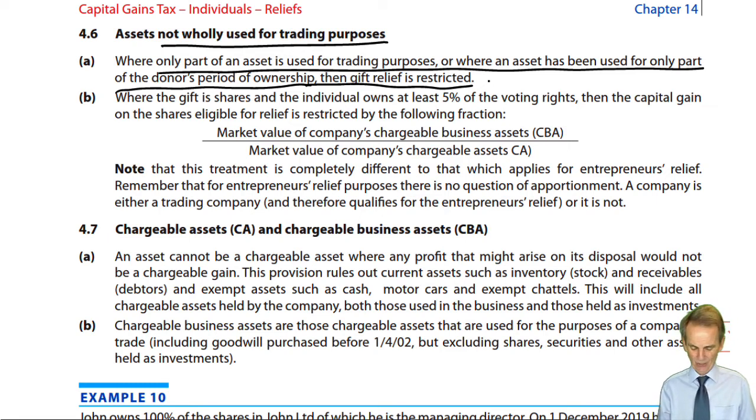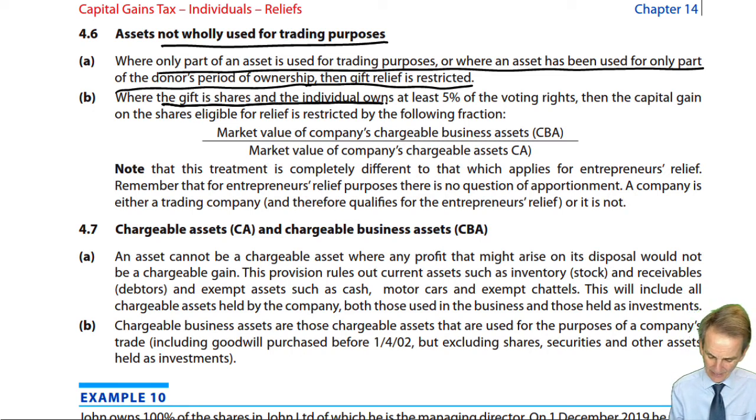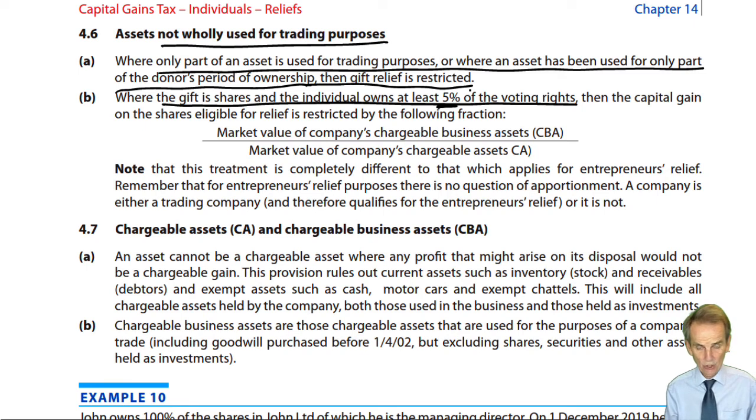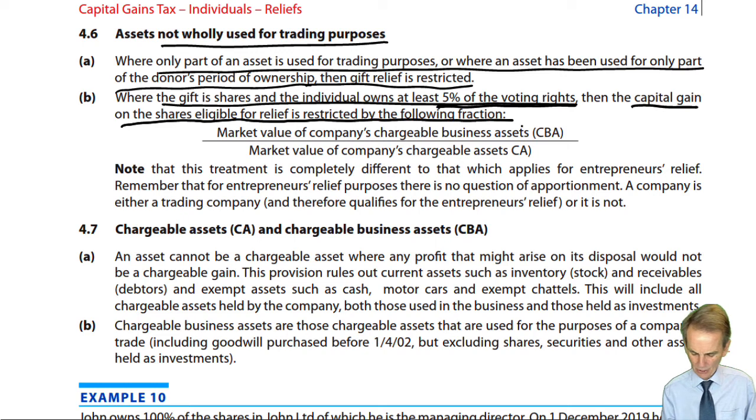The most likely situation, however, you're going to see, rather than the unincorporated trader giving away the assets of the trade, is actually a gift of shares. And where the gift is shares, and the individual owns at least 5% of the voting rights, so for this restriction in the gift relief to apply, it only applies where you own at least 5% of the voting rights, i.e. it is your personal company, then the capital gain on the shares eligible for relief is restricted by the following fraction.